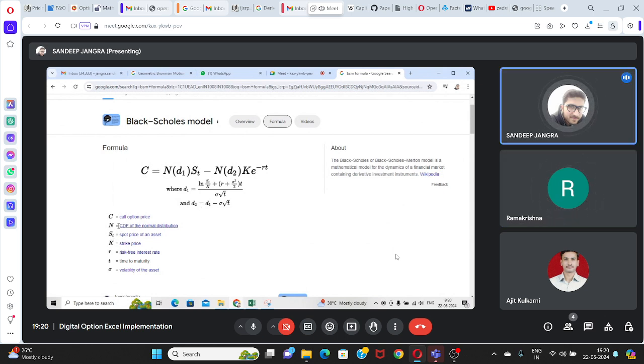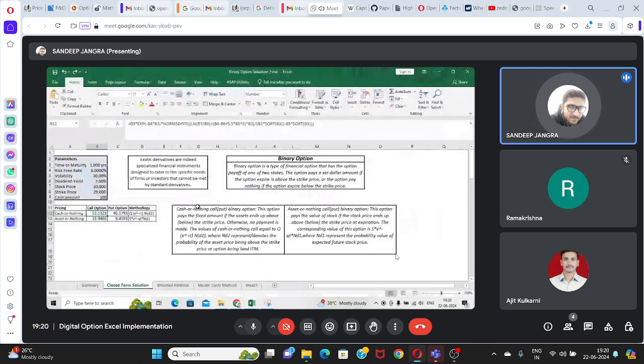Here this represents the cumulative distribution value of the normal distribution. Now the same thing applies to put options. The only difference is that the sign changes, because of the nature of put options. Now for asset-or-nothing options, we get the value by using closed-form solutions. This is our call option value for the asset-or-nothing option, and this is the put option value.